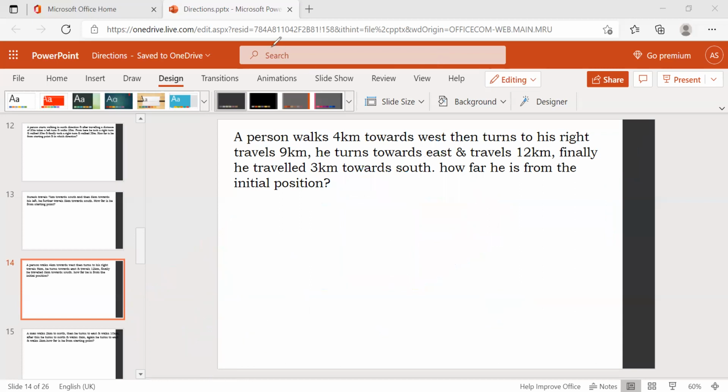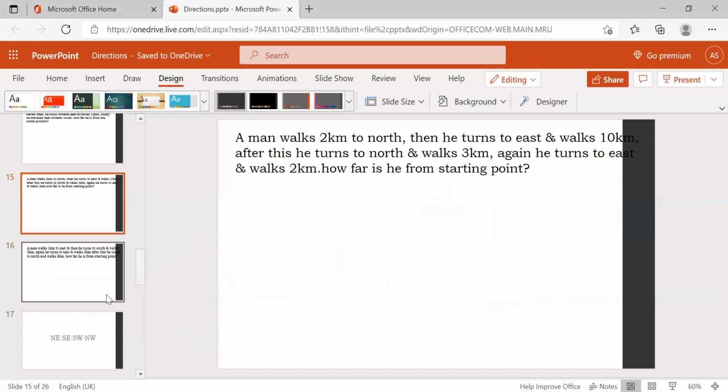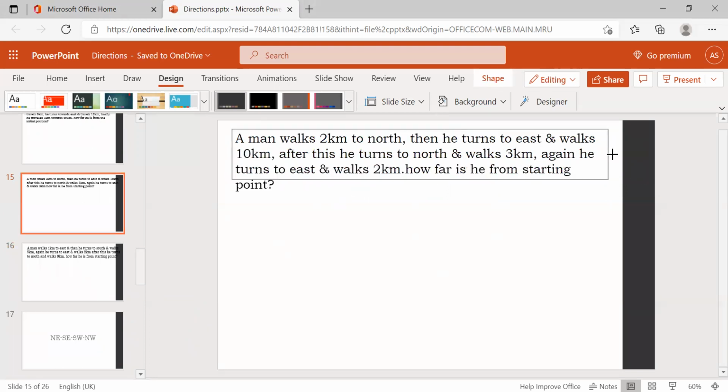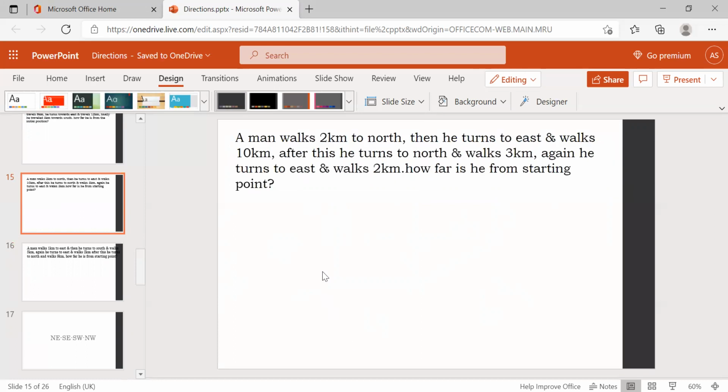Now, check another one. I have one more problem also. A man walks 2 kilometers to north, then he turns to east and walks 10 kilometers. After this, he turns to north and walks 3 kilometers. Again, he turns to east and walks 2 kilometers. How far is he from the starting point? The same type of method. Try to solve and give the answer in 1 minute time. Just use the Pythagoras theorem. That's it.